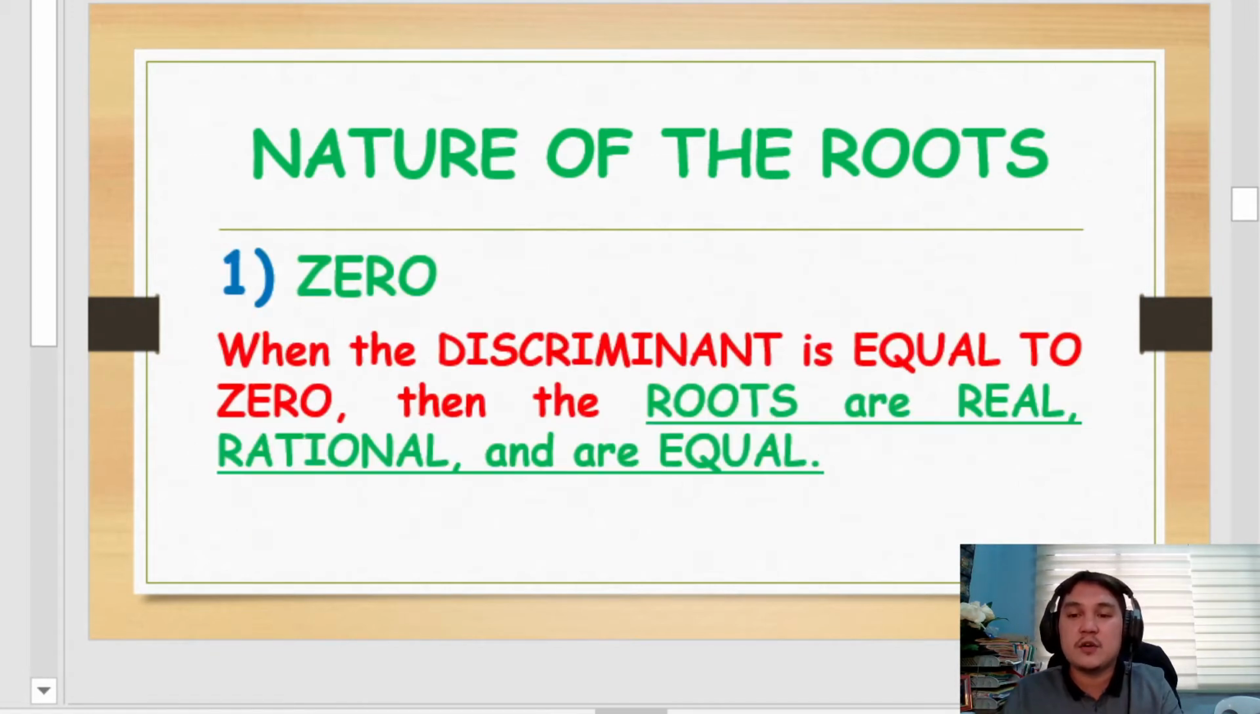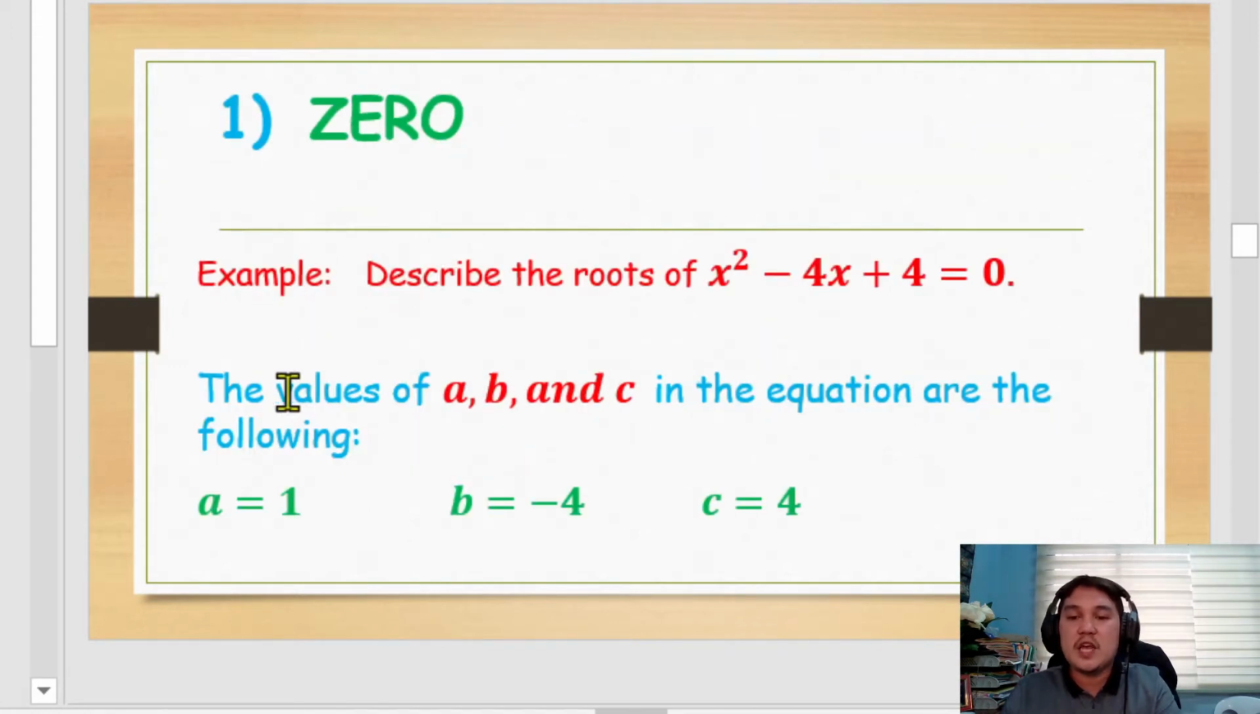Number 1, 0. When the discriminant is equal to 0, then the roots are real, rational, and are equal. We have an example for number 1. Describe the roots of x squared minus 4x plus 4 is equal to 0. The values of a, b, and c in the equation are the following. a is equal to 1, b is equal to negative 4, and c is equal to 4.